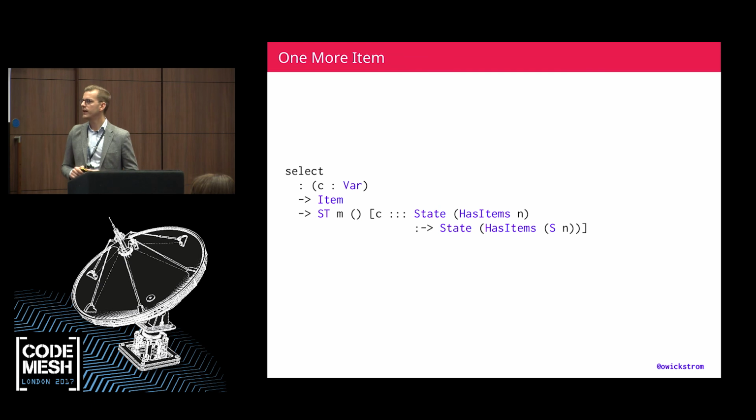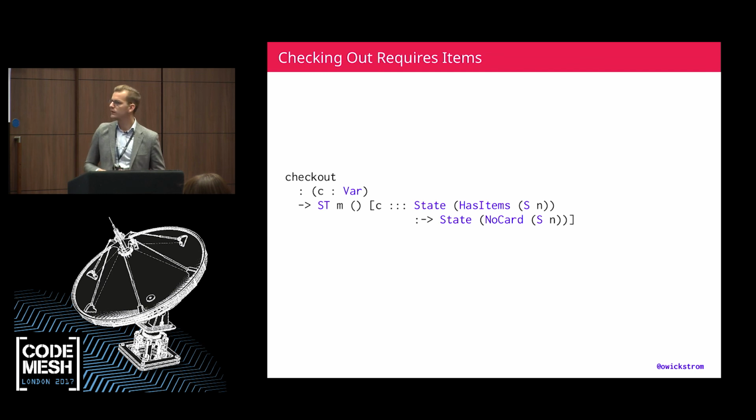Select takes a var and adds an item. And you see in the type signature that we go from having n items to having the successor of n items. That is one more item. And checkout takes a var, and the transition goes from has items of at least 1, that's S of n, to the no card state of the same amount of items. So we keep track of this number of items as we go along.